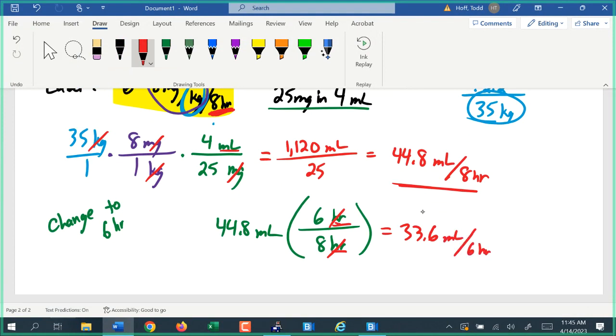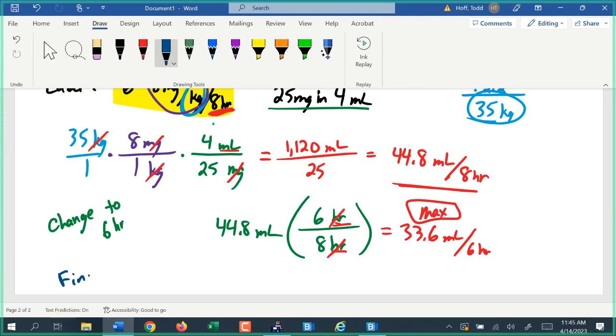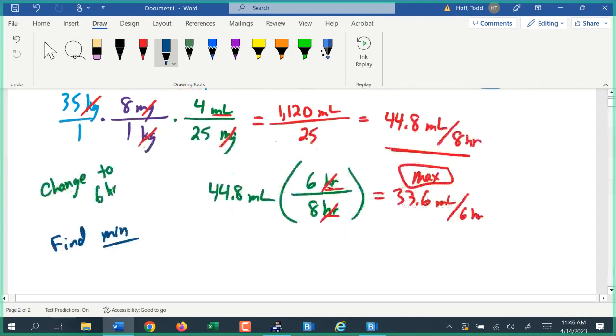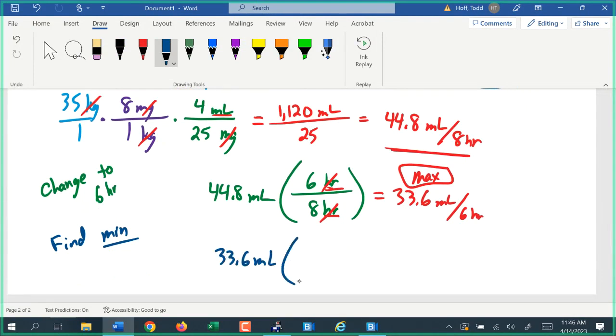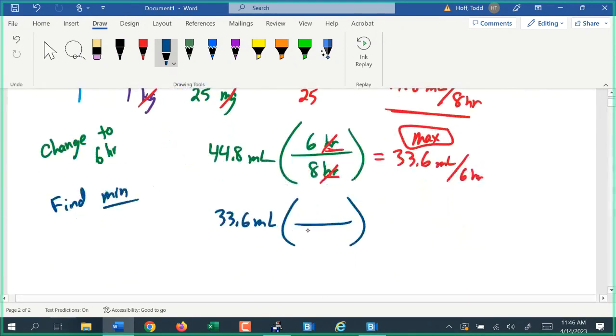Now, this is the maximum dose. We want to find the minimum dose to get a recommended range here. So to find the minimum, we take that 33.6 milliliters. And now we're going to do a different type of titration, same process, but we're now adjusting it for the recommendation. So this was off 8 milligrams per kilogram. We want to change it to 6 milligrams per kilogram.